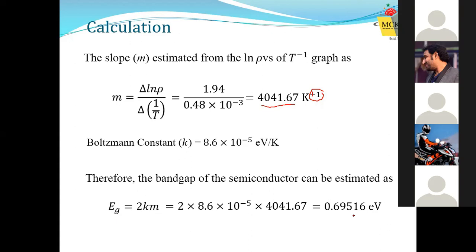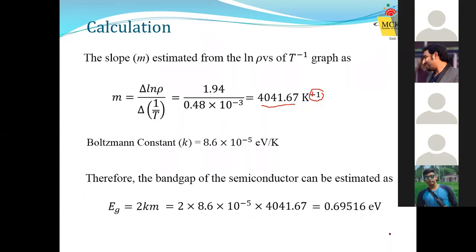0.69516. So up to 5 decimal digits that you are getting in electron volt. So this is your band gap that your calculator might give you. So this would be the range. Around this you will get the value. So by looking at the band gap, you can understand this is a germanium material. Germanium has a band gap of around 0.7 electron volt. So this is the band gap of this material.